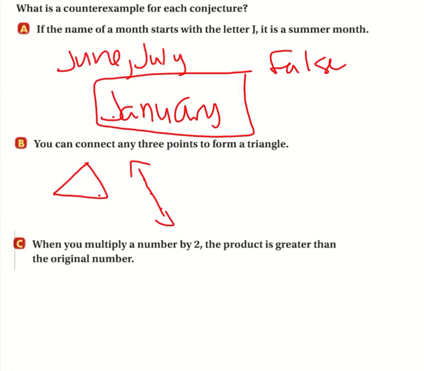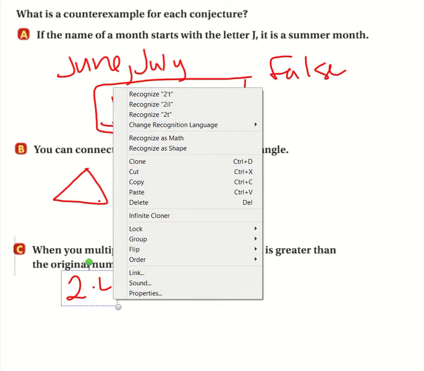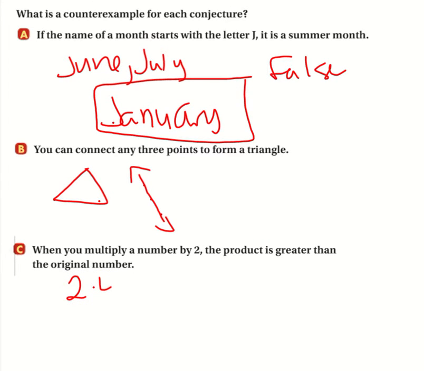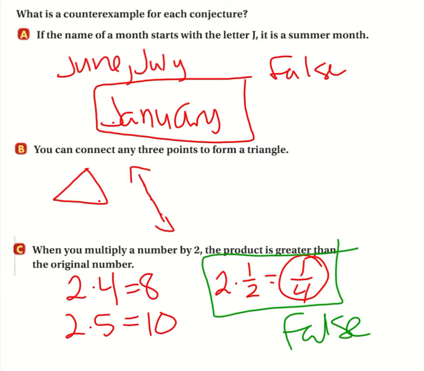All right. When you multiply a number by 2, the product is greater than the original number. So I start to do some problems. Oh, 2 times 4, that's going to be 8. Oh, 2 times 5, that's 10. So both of those work. But what if I do 2 times 1/2? That's 1/4. 1/4 is smaller than 1/2. Here's my counterexample. So I know that the conjecture is false.